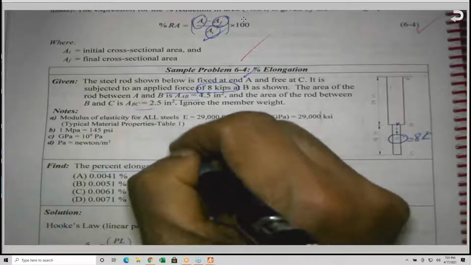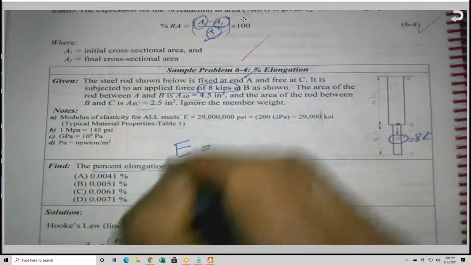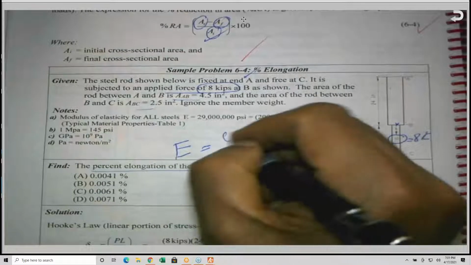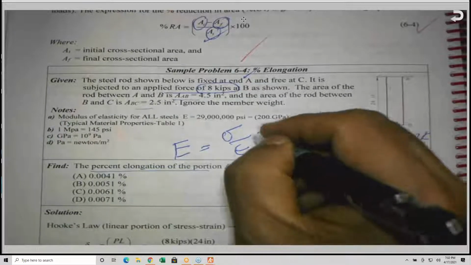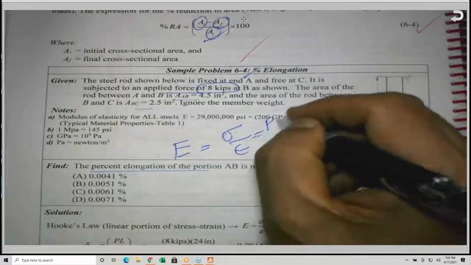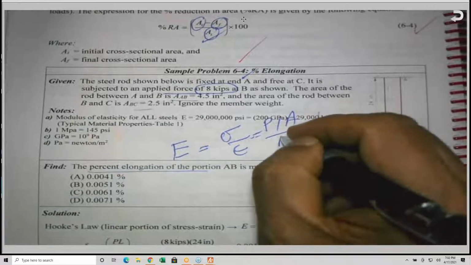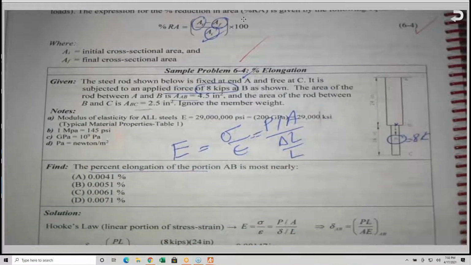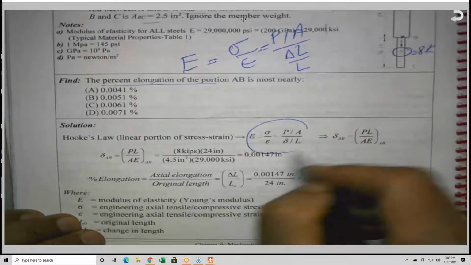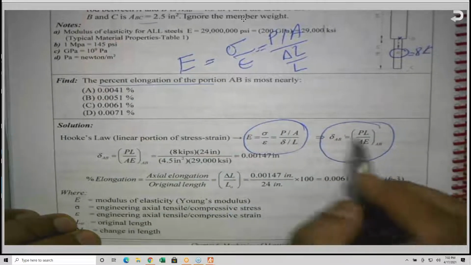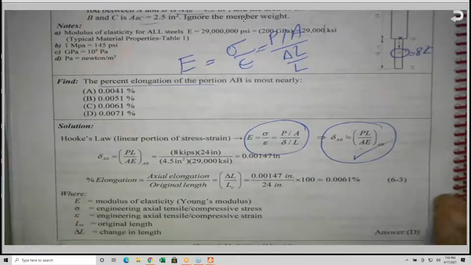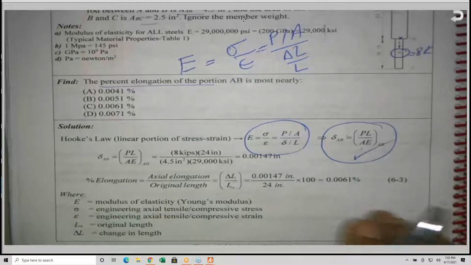We have the modulus of elasticity E, by the way, which we said is sigma over epsilon. Sigma, which is the stress, is equal to P over A. And epsilon is equal to delta L over L. From this, we can get what is known, and here it is, I did it here for you. The delta can be expressed as PL over AE. This is a very important equation. Delta is equal to PL over AE.